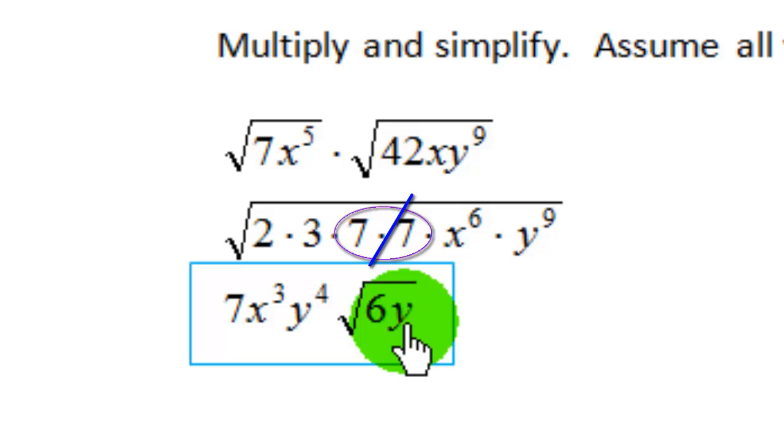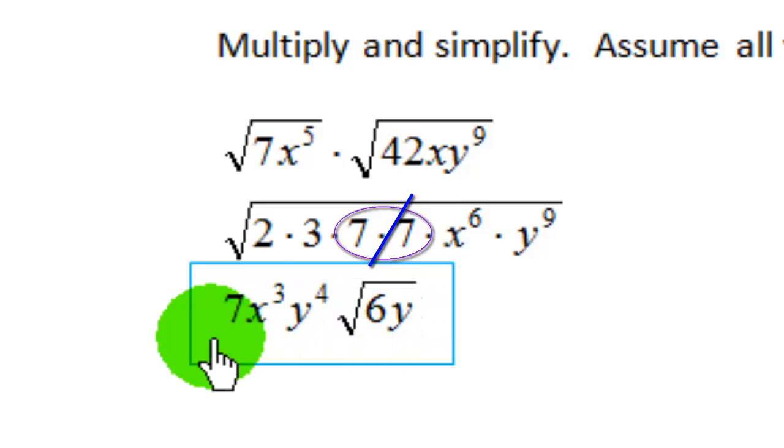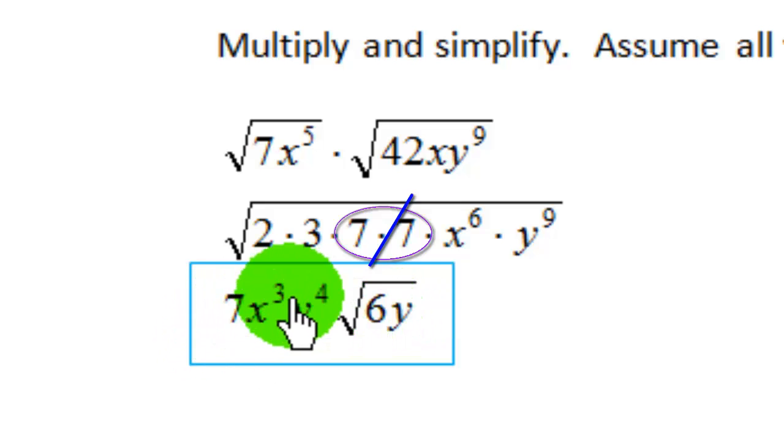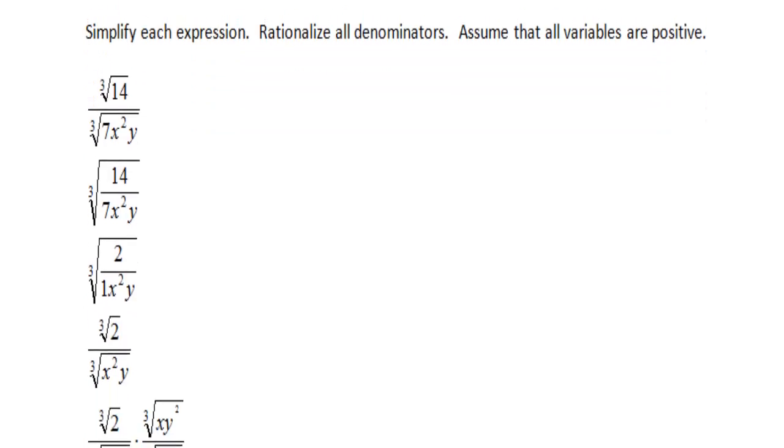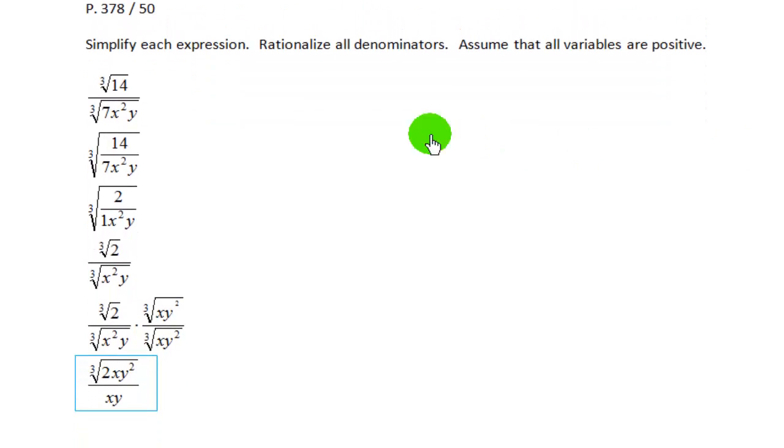After I multiply and simplify, I have remaining 7x to the 3rd, y to the 4th times the square root of 6y. The next problem that I decided to do was page 378, number 50. It says, simplify each expression, rationalize all denominators, assume that all variables are positive. So again, no need to worry about absolute value symbol. We start off with the cube root of 14 divided by the cube root of 7x squared y.